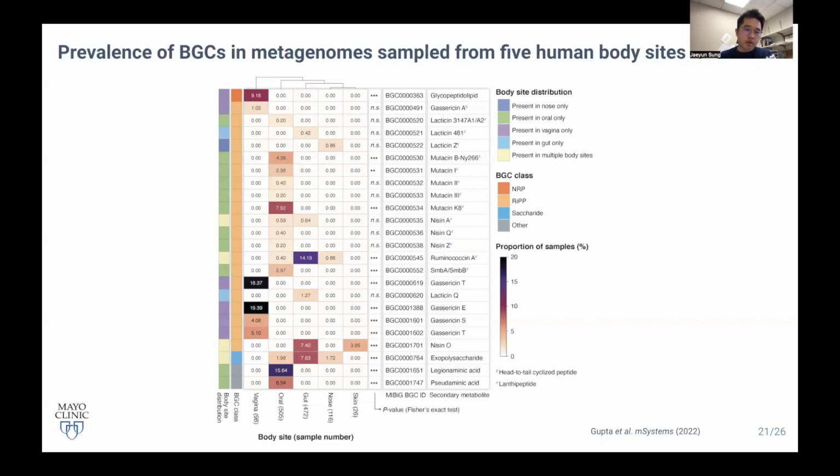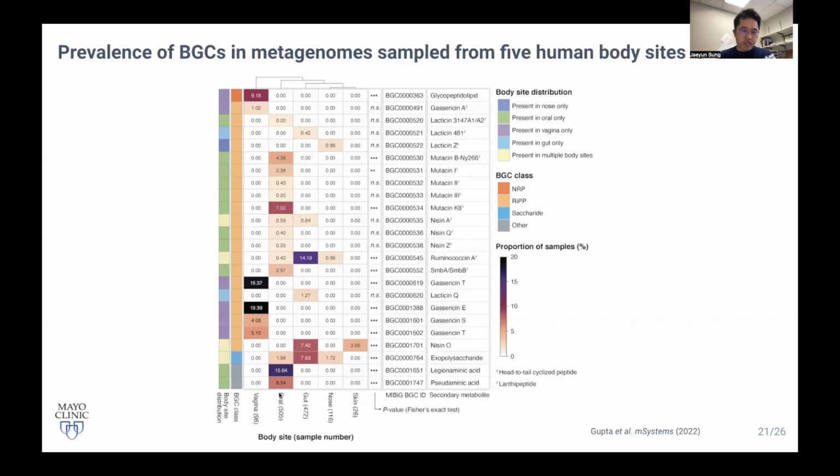So now zooming out a bit, you can see that different body sites have different BGCs at different proportions, with some a lot higher than others. Like BGCs for gastricin are found exclusively in the vagina, and BGCs for these mucosins here and fatty acids are found to be exclusively in the oral cavities.